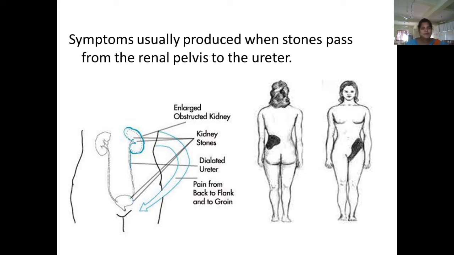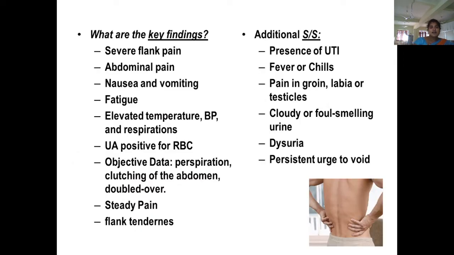Sometimes when the stone is in the right kidney, we have to differentiate the diagnosis from appendicitis. So we have to confirm that diagnosis. Some of the key findings and additional signs and symptoms are severe flank pain, abdominal pain, nausea, vomiting, fatigue, or elevated temperature, and the urine analysis is positive for RBCs. Some of the objective data are perspiration and clutching of the abdomen.